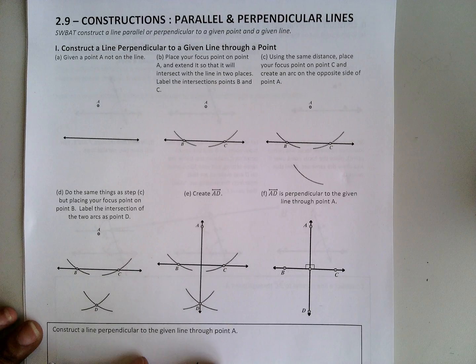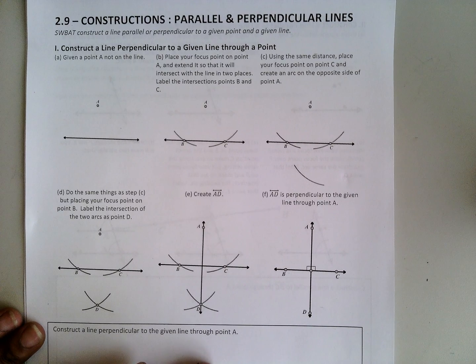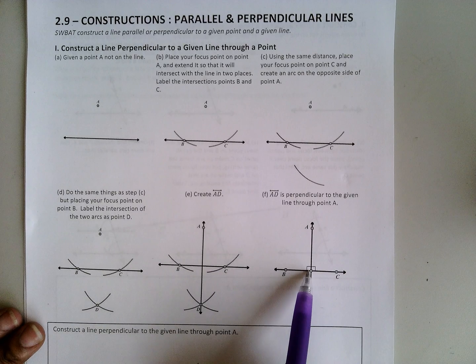So you're going to be able to construct a line parallel or perpendicular to a given point and a given line. Okay? Perpendicular means that a 90-degree angle is created when two lines, or segments, or rays intersect. 90-degree angles are created, all right? Actually, 4 of them are created.